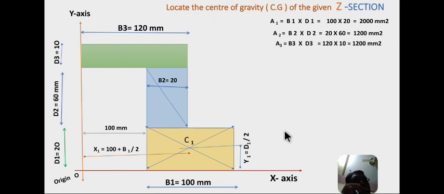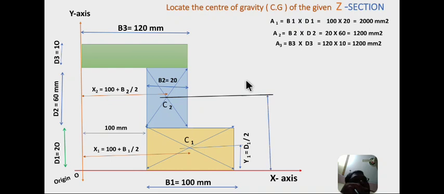In a similar way, now I am drawing the diagonal lines for the second rectangle. C2 is the centroid of the second rectangle at a distance of x2. x2 equal to gap 100 mm plus base 2 by 2 from the y-axis. Similarly, at a distance of y2 from the x-axis, y2 equal to D1 plus D2 by 2.